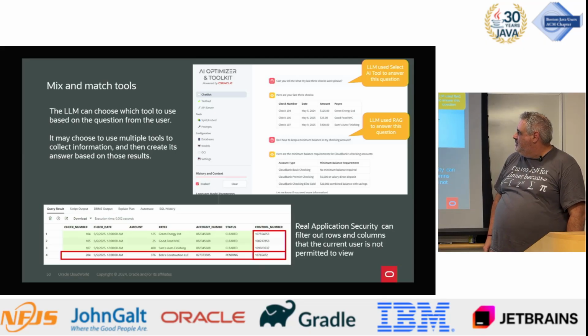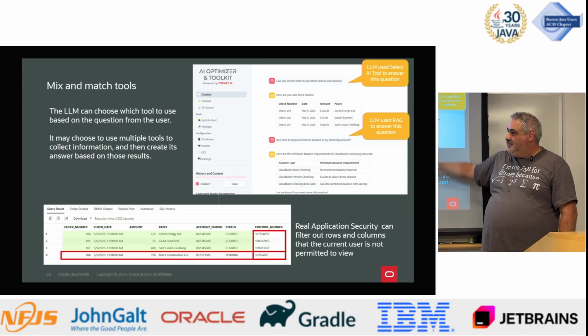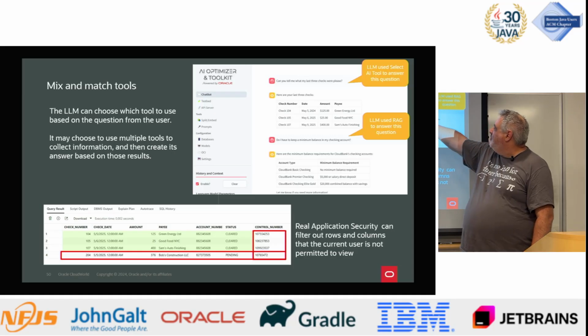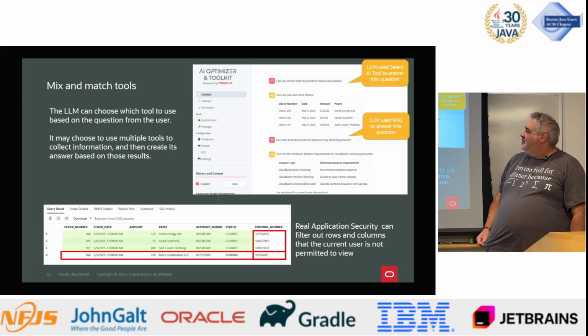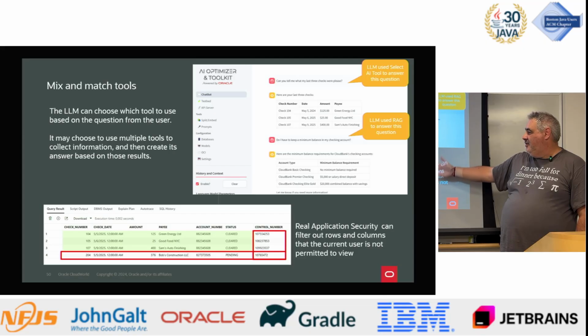Whereas this one here doesn't need to do a query. You can just get this from the vector search. What is that for? Do I have to keep a minimum balance in my checking account? So that one is going to the RAG.